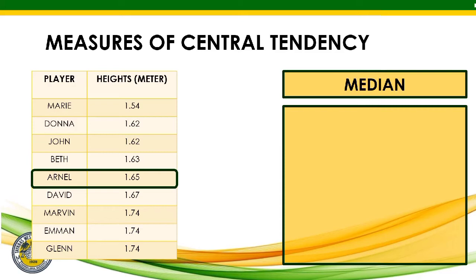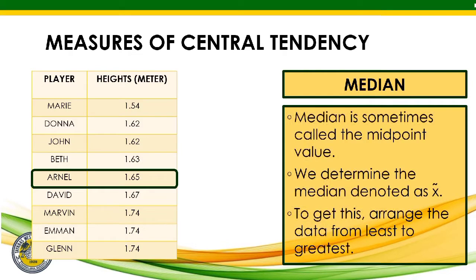Of course, class, aside from our mean, let us have the median. What do we mean by the median? Remember that the median is sometimes called the midpoint value. We determine the median, denoted by this symbol. To get this, we need to arrange the data from least to greatest value, as you would see in this given example. Therefore, the median is 1.65 because 1.65 is the midpoint value.